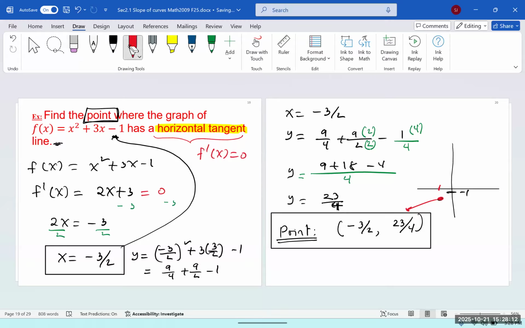Oh, it's negative. So I missed my negative. That's why it doesn't make sense. Wow. So 9 plus 18 is... no, negative 9 minus 4 is negative 13. Now it makes sense. So this is the point. We have a horizontal tangent line. And see, you have a minimum there. Negative 3/2, negative 13/4.